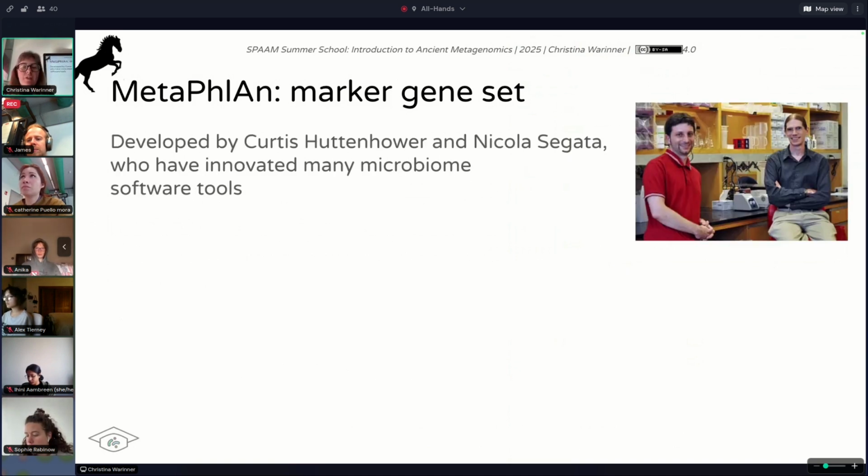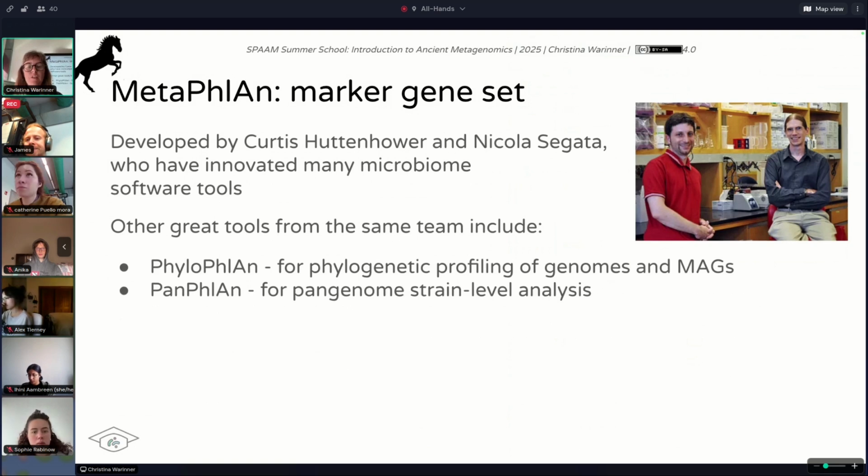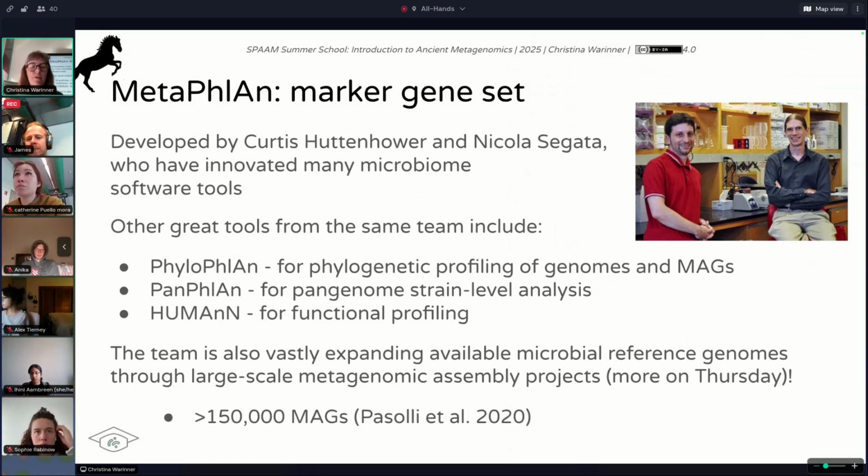It was developed by Curtis Huttenhower and Nicola Segata, and they've innovated many microbiome software tools, some of which you may have used before. Some of the other great tools that have been developed by this same team include PhyloPhlAn, which is for phylogenetic profiling of genomes and MAGs, PanPhlAn, which is for pangenome strain analysis, and HUMAnN for functional profiling. And the team is also vastly expanding available microbial reference genomes through large-scale metagenomic assembly projects. You're going to learn more about this tomorrow.